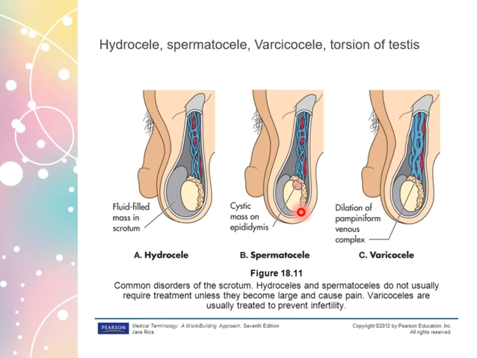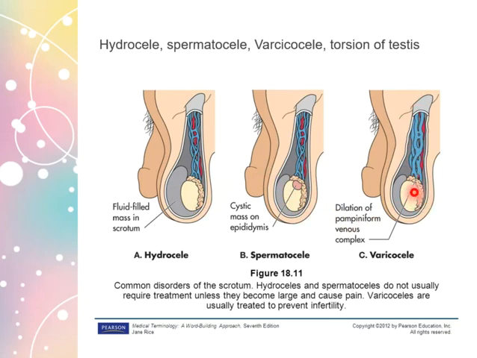What are the other conditions? There can be an accumulation of fluid in the scrotum, that is called hydrocele. There can be a cystic mass on the epididymis, that is called spermatocele. There is blood supply to the testes, right? So there can be a dilatation of the venous plexus, and that is called varicocele.